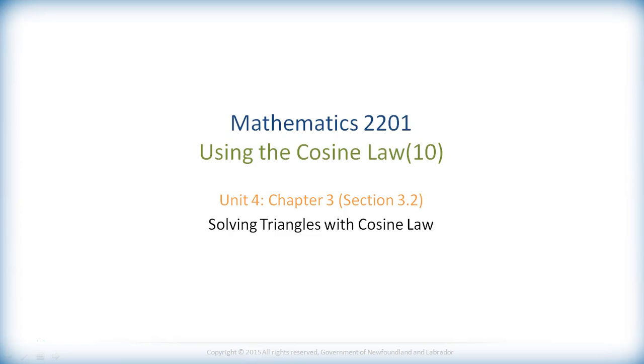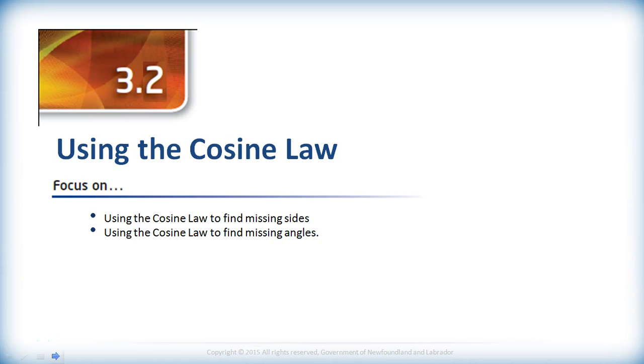Hi folks, now we're going to use the cosine law to find missing sides and angles in the context of some review questions. So let's get down to that now. These are sample questions you might see on a test or an exam. We're going to use the cosine law to find sides, and the cosine law to find angles.